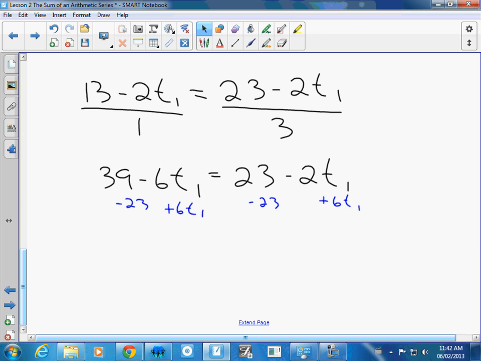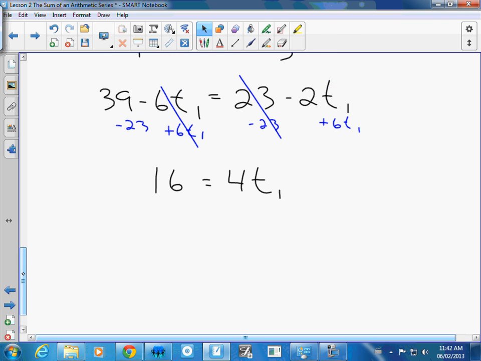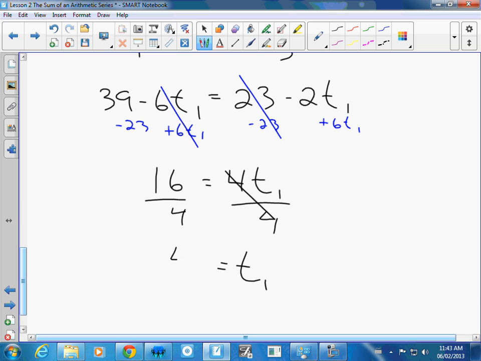Okay. So these are gone, right? These are gone. Okay. What's 39 minus 23? 16 equals negative 2t plus 6t. Positive 4t. 4t1. Oh, wow, this is getting easier all of a sudden. What do we do now? Divide by 4. Divide by 4. What is the first term? 4. Oh, cool.